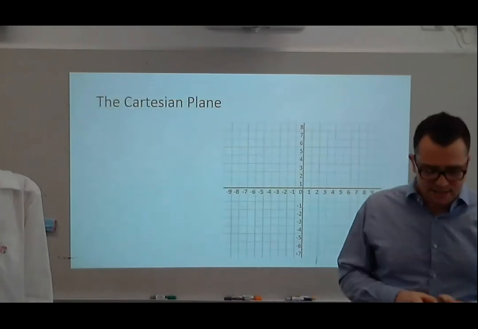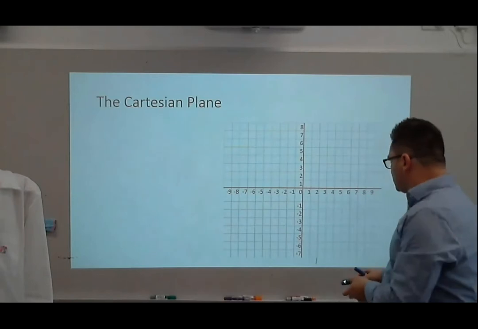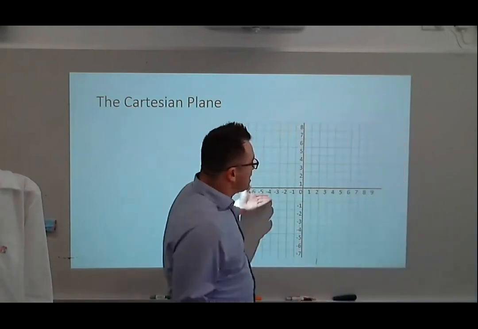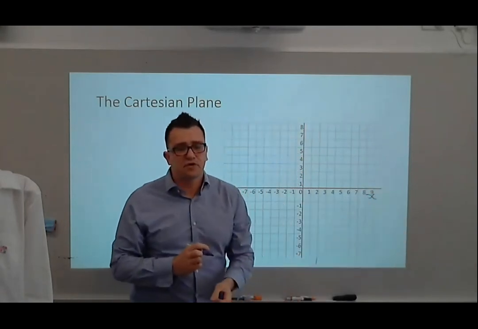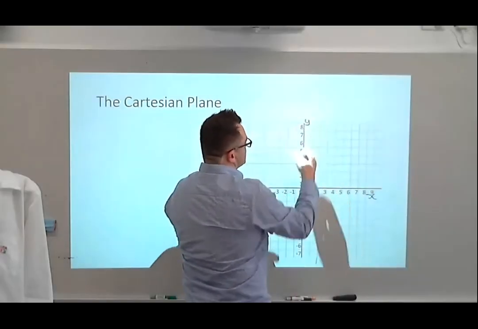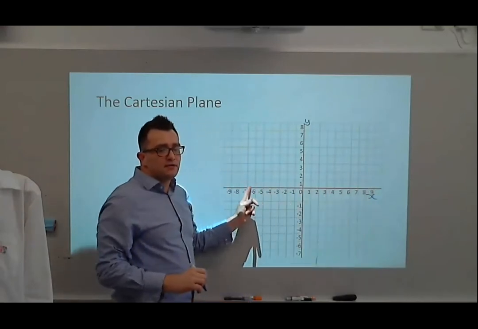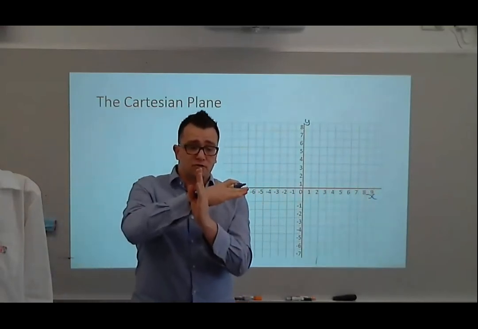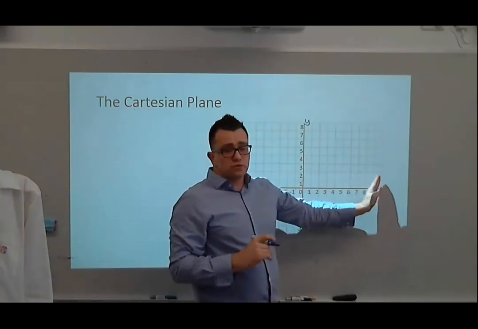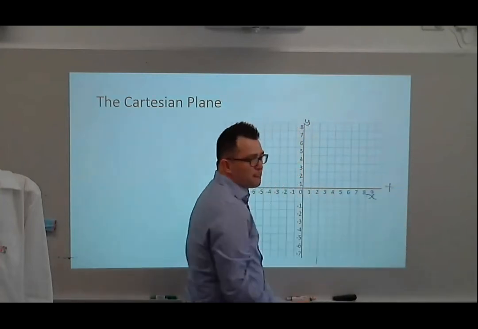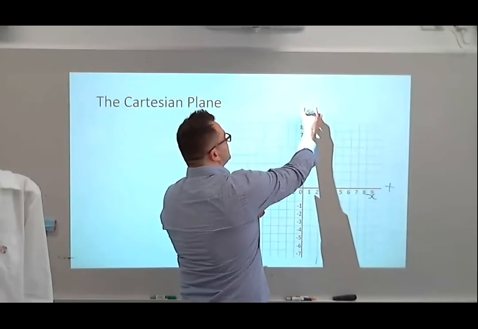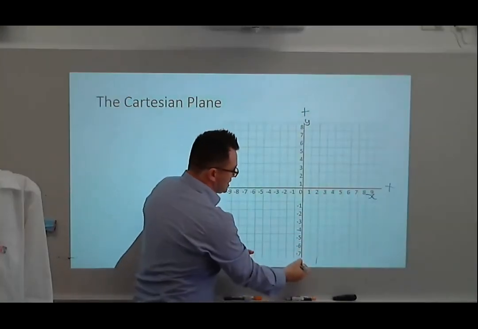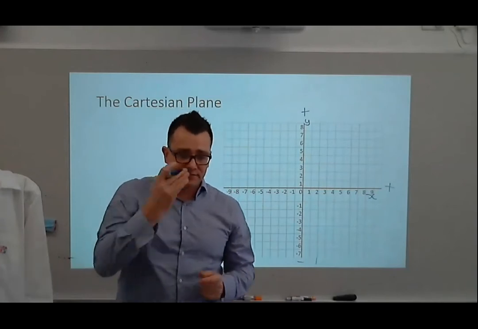Having a look at the Cartesian plane, we have essentially two number lines. We have a horizontal one, which we call our x-axis, and a vertical one that we call our y-axis. We then use numbering for each point along our two number lines that are crossed. Going towards the right is positive, and going towards the left is negative. Going up in the y-axis is positive, and going down is negative.